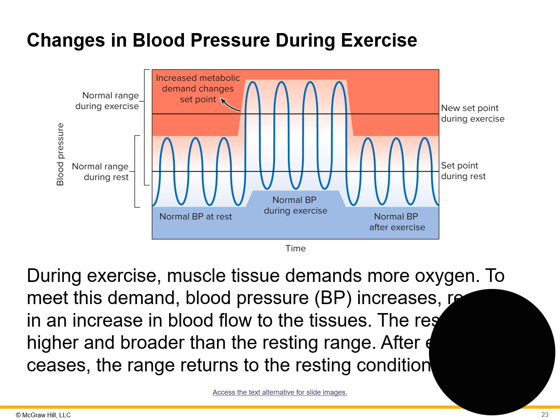This change pushes the blood pressure outside of its resting range, creating a temporary new set point for the time being. Once exercise stops, the body adjusts through the same feedback loop to return the blood pressure to its normal resting range, making sure homeostasis is restored. So that's what we see here.